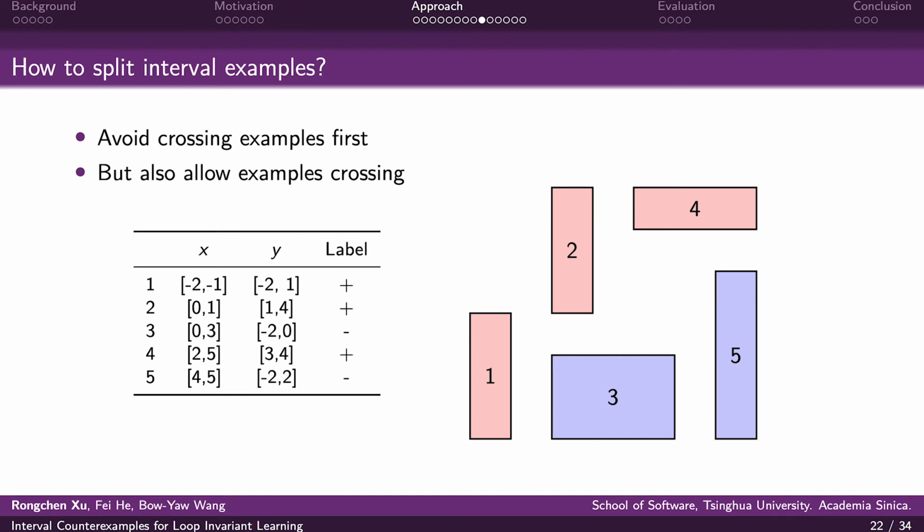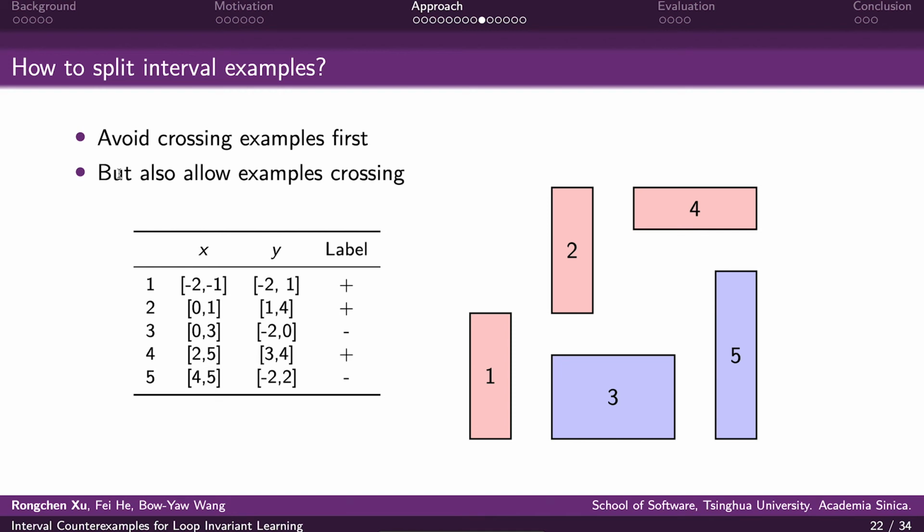We use an example to explain how we adapt the decision tree to interval counterexamples. The core points here are whether and when the decision tree splits can cross the interval examples. We design a strategy where we first look for the best split which does not cross any existing interval examples. If we cannot find such a split, we will allow the crossing and then find the best split.